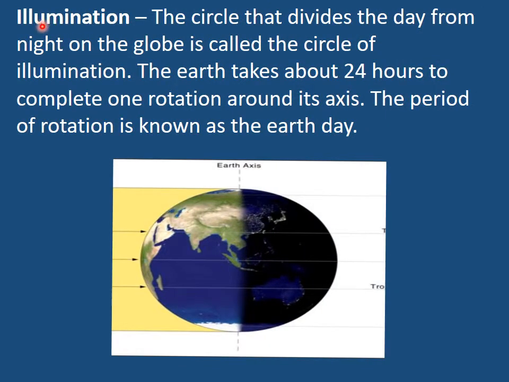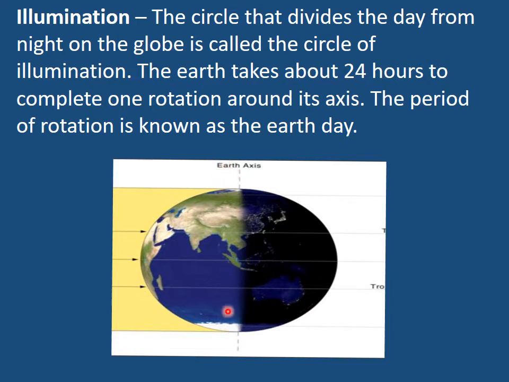What is illumination? Illumination means the circle that divides the day from night on the globe is called the circle of illumination.